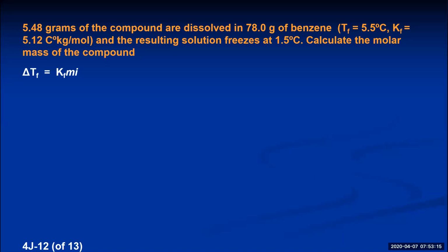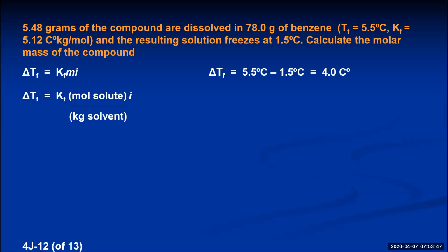We know the grams of the compound that were dissolved into the solution. That's the first number in the problem, 5.48. We need to calculate how many moles of the compound must be in the solution, so we use the colligative property equation to calculate moles. To do that, I replace molality with its actual definition of moles per kilogram, and I can calculate what the change in the freezing point is because the freezing point went from pure benzene's 5.5 down to the solution's freezing point of 1.5. That's a difference of 4.0. So replacing molality with moles per kilogram and then solving this equation for moles of solute, I know every other number in the problem, so we can determine how many moles of solute there must be.